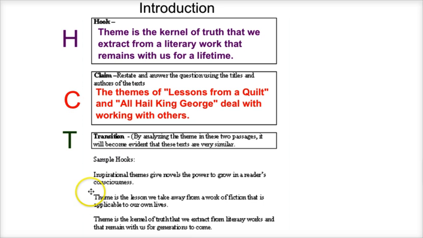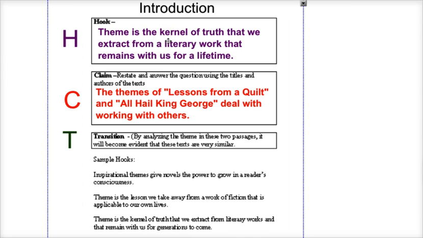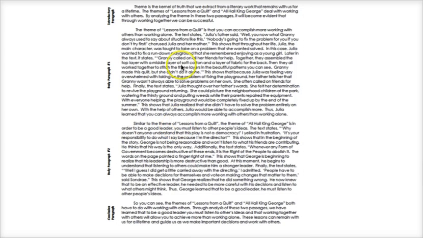So we gave you some sample hooks down here, such as inspirational themes give novels the power to grow in a reader's consciousness. Theme is a lesson we take away from a work of fiction that is applicable to our own lives. Theme is the kernel of truth that we extract from literary works that remain with us for generations to come. And that's the one that we chose here as our hook. Theme is the kernel of truth that we extract from a literary work that remains with us for a lifetime. And don't forget, this is actually coming from the literary analysis essay that I shared with you in class. This is the introductory paragraph from that one, which had to do with lessons from a quilt and all hail King George, just so we're not confused.